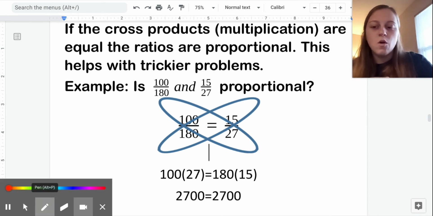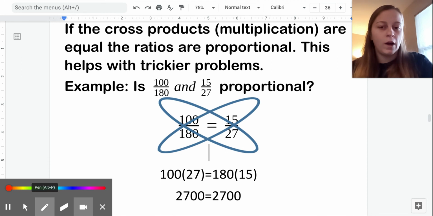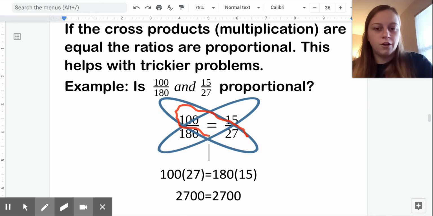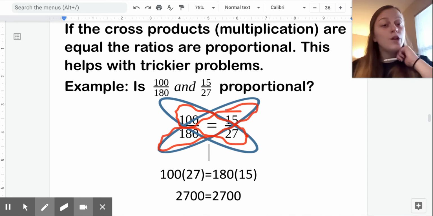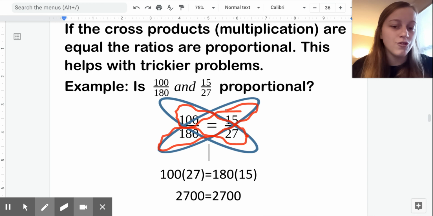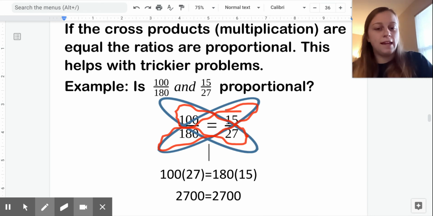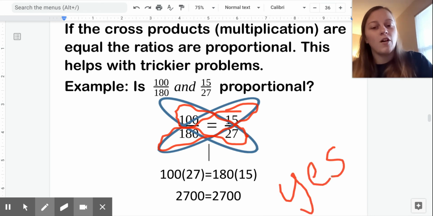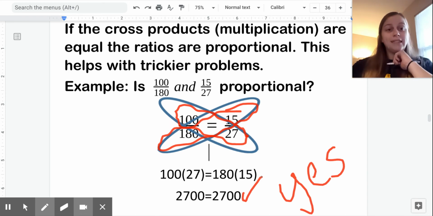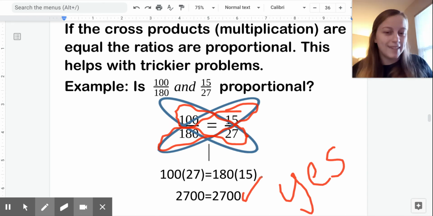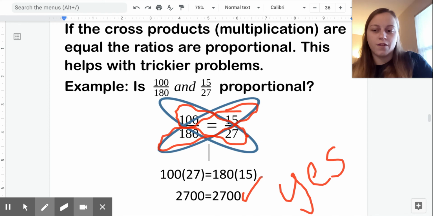So here, what I did was 100 over 180. We're wondering, is that equal to 15/27? Well, I can multiply along the diagonals. You can see I highlighted that in red here. 100 times 27 is 2,700. 15 times 180 is also 2,700. So therefore, my answer is yes, these are proportional because the cross products are the same. The cross products equal each other.